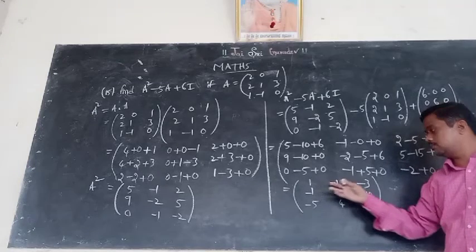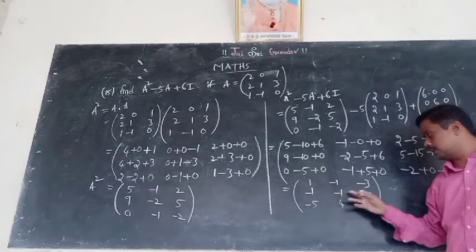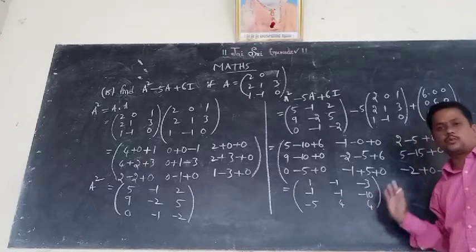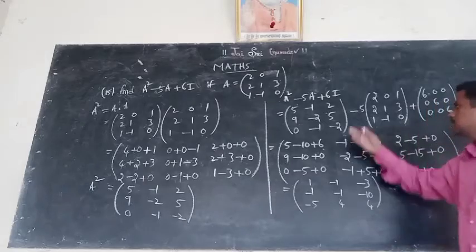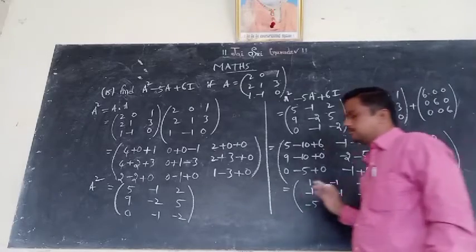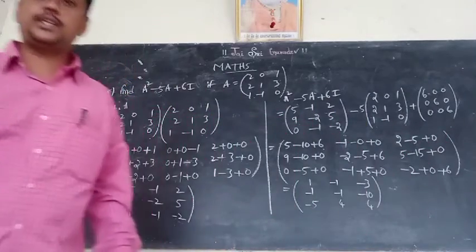So the result is 1 minus 1 minus 3, minus 1 minus 1 minus 10, minus 5 4. Clearing it out, you can ask the question. The subtraction and addition will be the same. You see the next question.